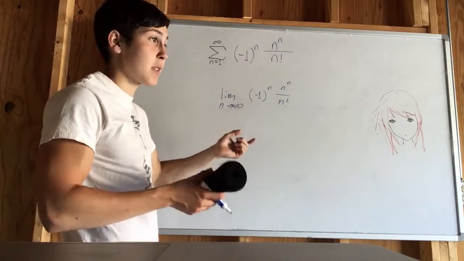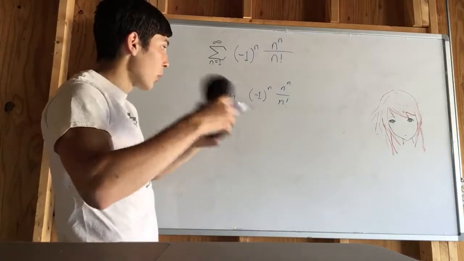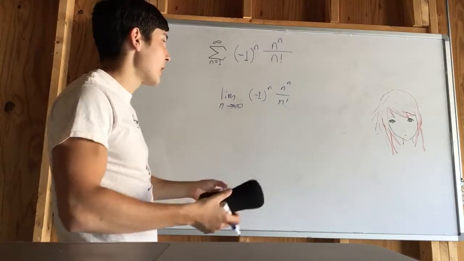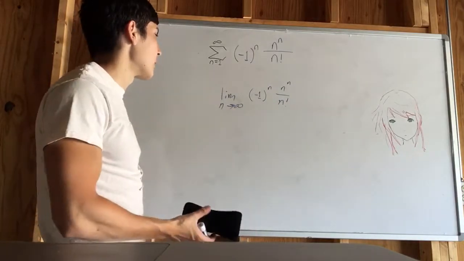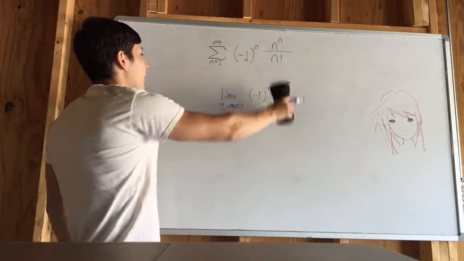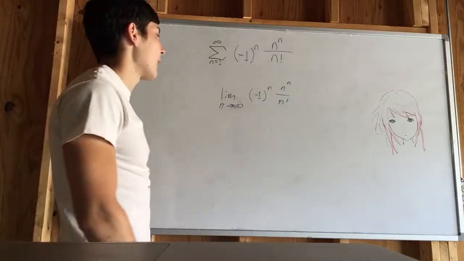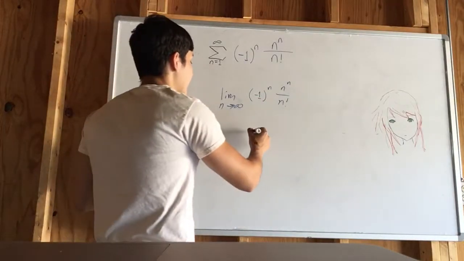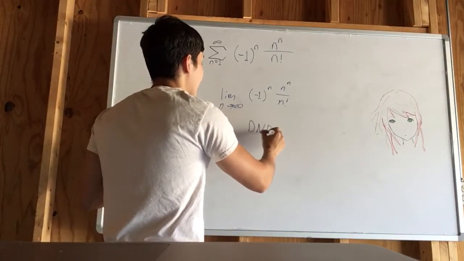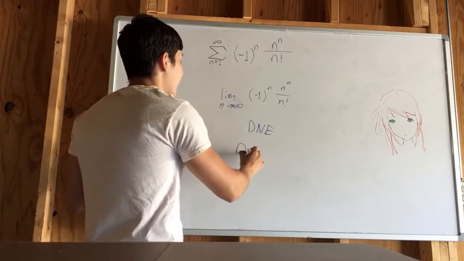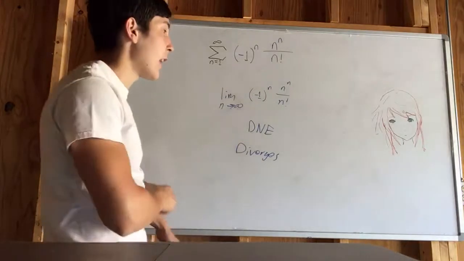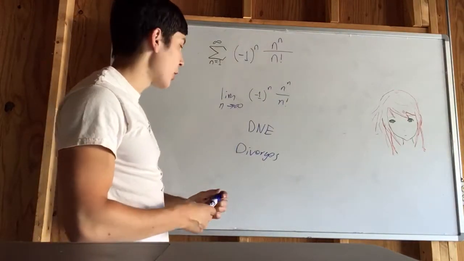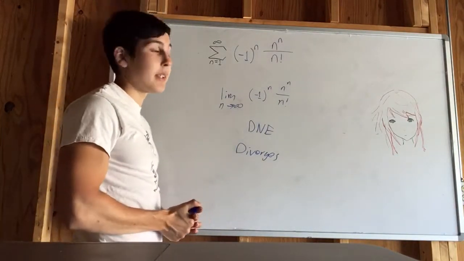Infinity never settles its mind. It just keeps switching and switching between negative and positive. So we never know where it goes. So it doesn't even matter what we have over there, really. We know that this limit is not going to exist. It doesn't exist. Therefore, our series diverges. Because the definition of divergence is that it either goes to infinity or that the limit doesn't exist.